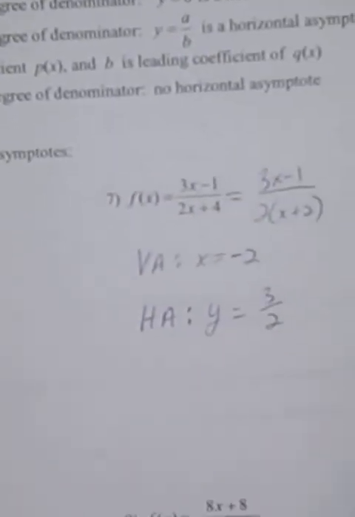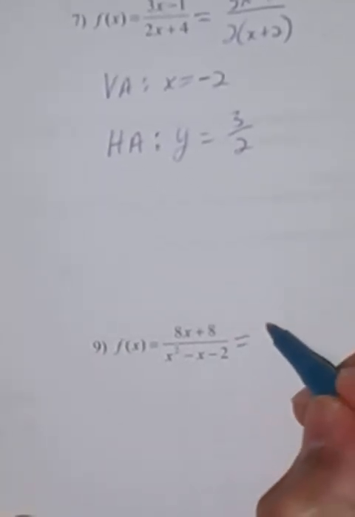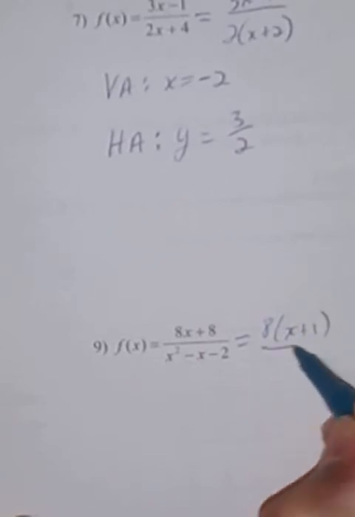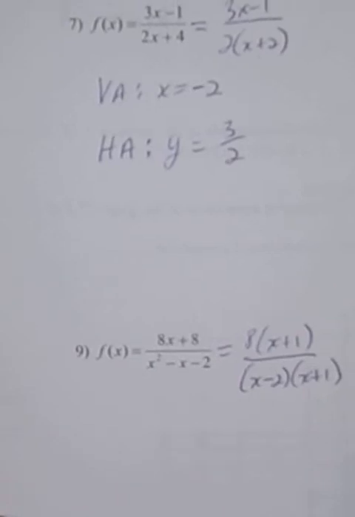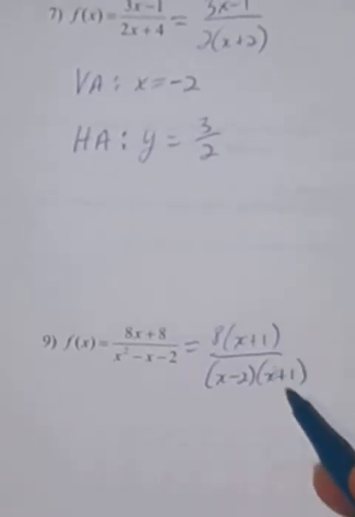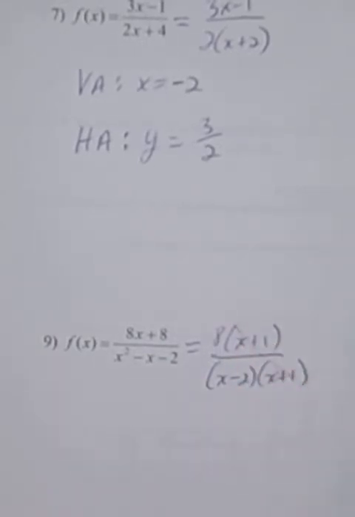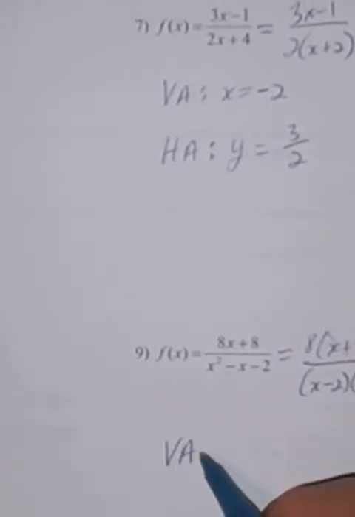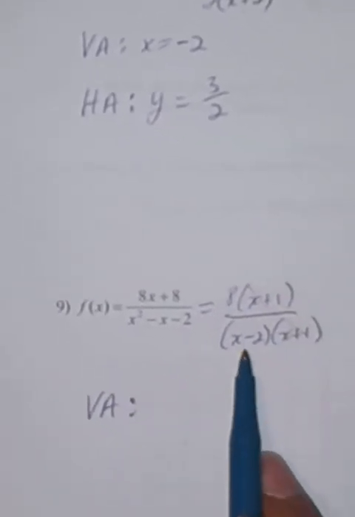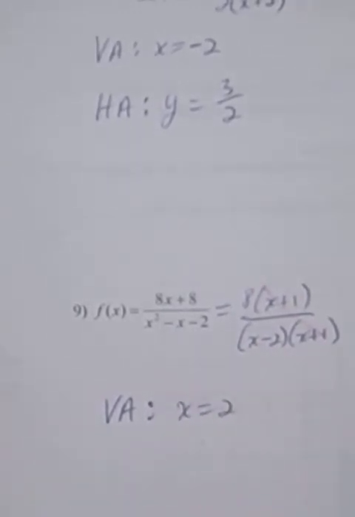All right, and let's try number 9. So again, I'm going to factor. I can factor out an 8 from the top. And the bottom is x minus 2 times x plus 1. Okay, so notice x plus 1 is the same top and bottom, so I'm going to say x cannot be -1. And if I reduce that out, that leaves me 8 over x minus 2. Okay, so vertical asymptotes then: x minus 2 is a factor, so x equals 2 is a 0.